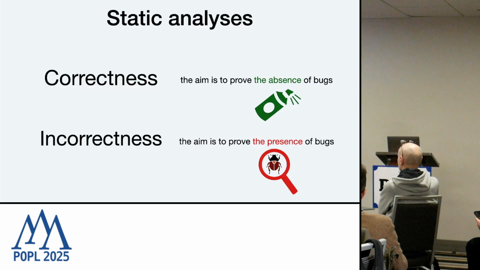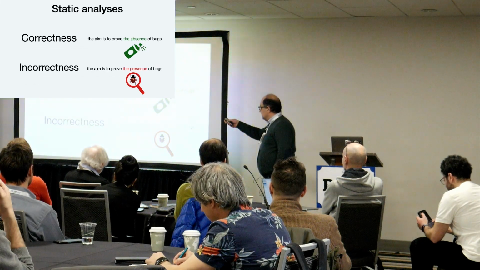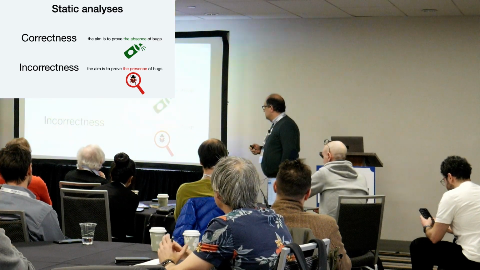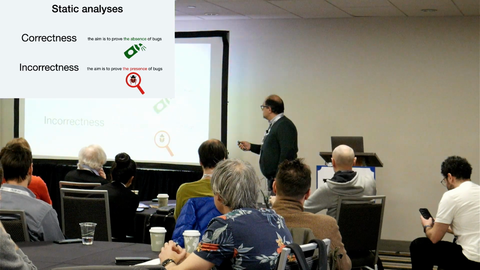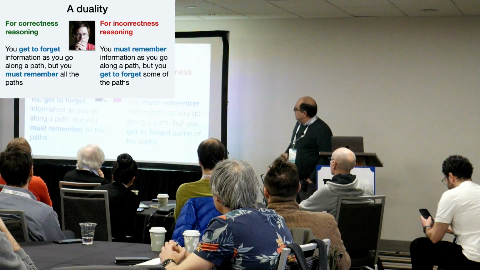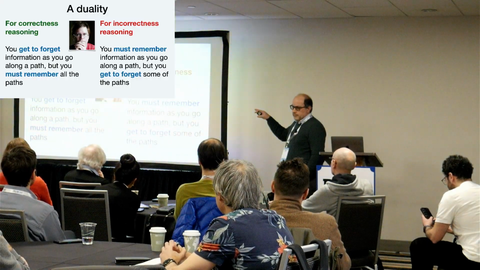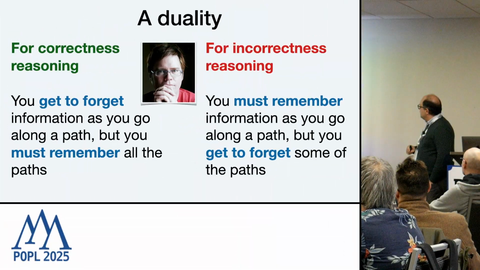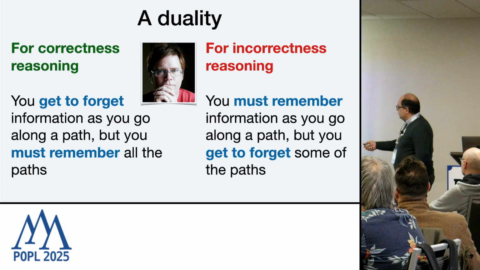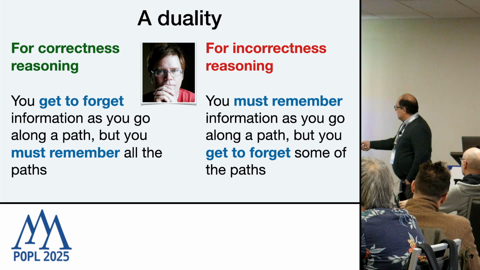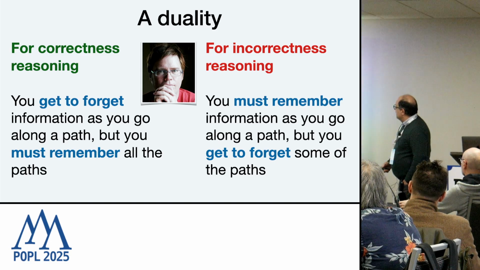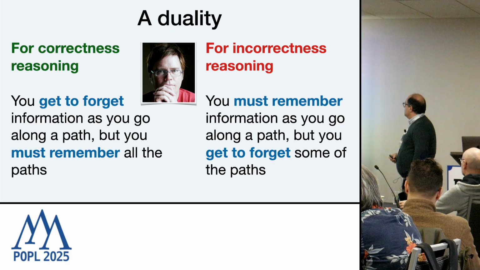This is a workshop on static analysis. We have been speaking about correctness and incorrectness, proving the absence of bugs, or trying to prove their existence, right? And a duality that will be useful later on, observed by Peter, was that for correctness reasoning, you get to forget information as you go along a path, but you must remember all the paths as you do the computation.